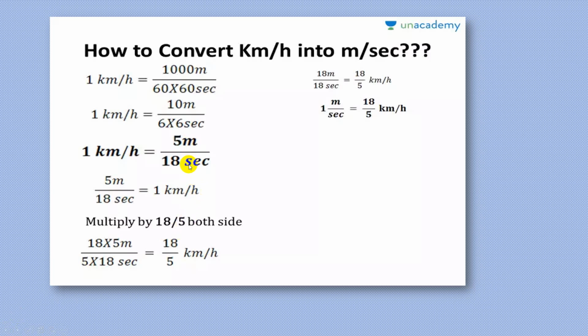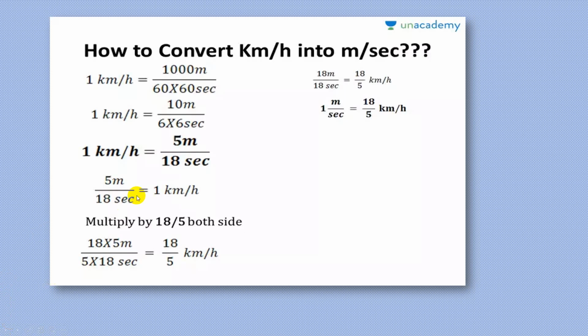Okay. If you want to change it the opposite way, from meter per second to kilometer per hour, you're going to invert the ratio, 18 over 5, or invert this big ratio, 60 times 60 divided by 1000. Okay, so let's say this again. If you want to change from kilometer per hour to meter per second, you will use the ratio 5 divided by 18. If you want to change from meter per second to kilometer per hour, you will use the ratio 18 over 5.